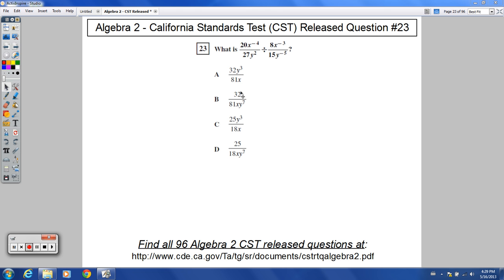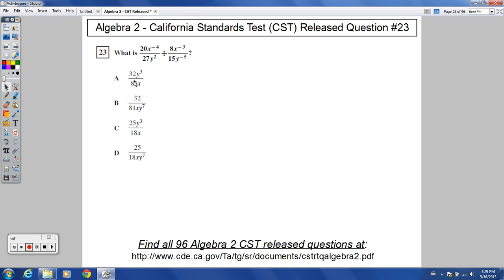Welcome to Algebra 2 release question number 23 for the CST. Here's what we got here. Did I need to say here twice? I don't think so. Here's what I have here. I just did, just because I felt like it.